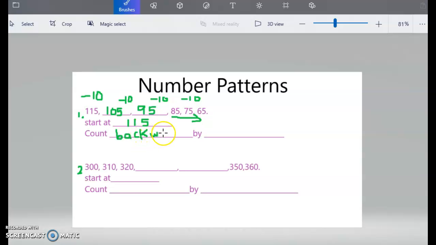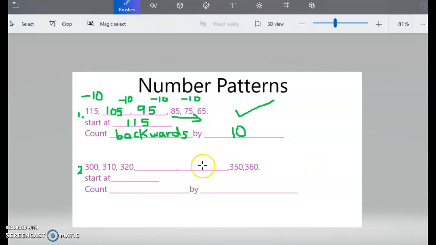Backwards. And how much did they count by? Did they count by 1, 2, 3, 4, 5? Nope, they counted by 10. We went backwards by 10 because each time the number was getting smaller. So that means we're counting backwards, and they counted by 10. So you go ahead and you fill in your 10, and we just finished the first pattern. Now let's take a look at the second one.